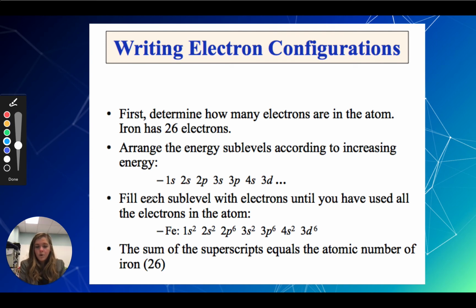Just know that the s holds 2 and the p can hold 6. So basically, in order to write the electron configuration, you write 1s2, as shown here, and so we use 2 electrons. We then go to 2s2 and add another 2, so we've used 4. We go to 2p6, so now we've used 6, 7, 8, 9, 10. 3s2, 12. 3p6, 18. 4s2, 20. And then 3d6 to get to 26 total electrons.